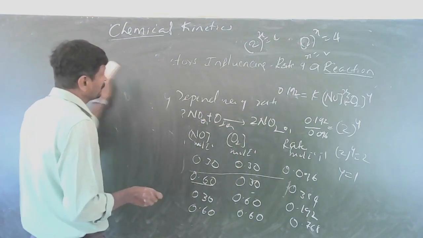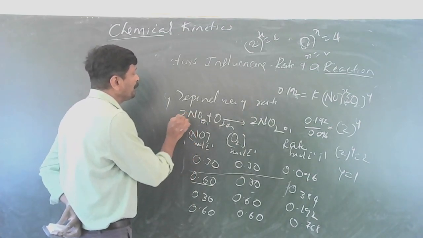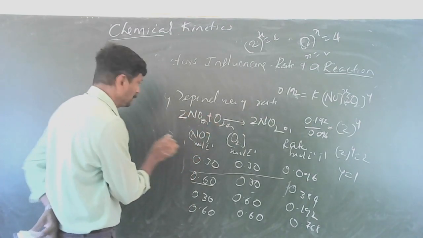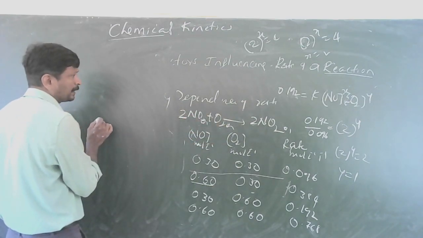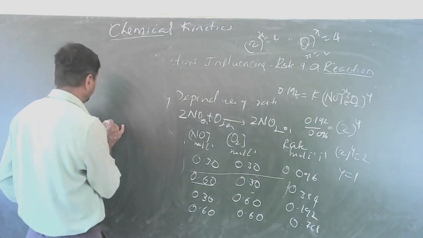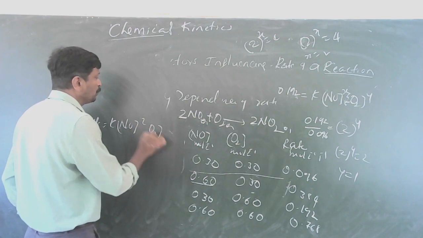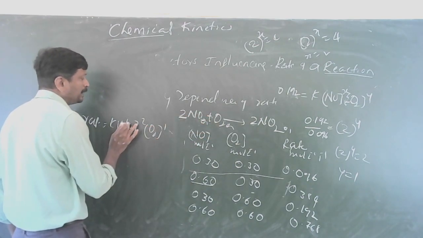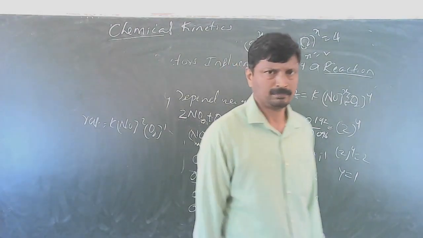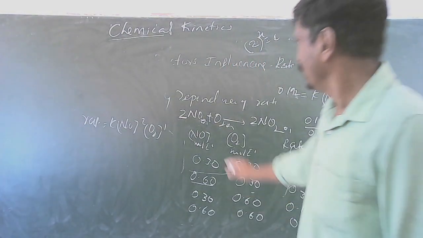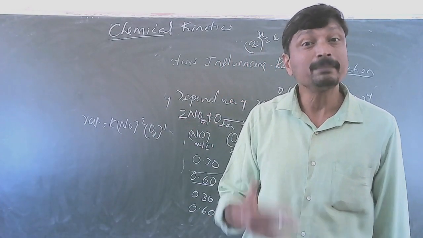So sometimes here what you find is that the stoichiometric coefficients and the powers of the concentration are the same. So what is the expression? Rate is equal to K into NO raised to 2 and O2 raised to 1. Here the stoichiometric coefficient and the exponent of the concentration term are the same. Total 1. In some cases, it may be different also.